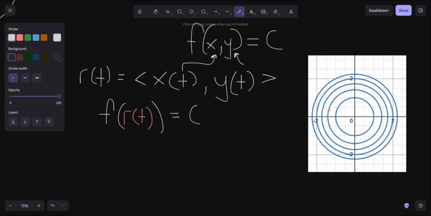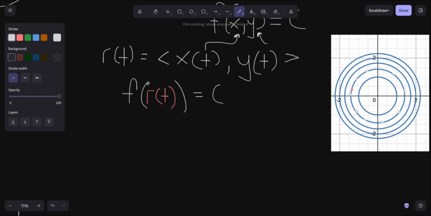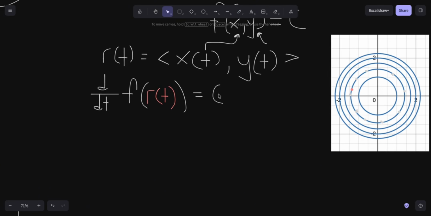These just represent the position of x of t and y of t, the path of a particle along one of these level curves. But when we actually plug the x and y coordinate into our function, we still get that same constant, right? It's still equal to that constant. So I just made this substitution here. What if we differentiate both sides? Let's differentiate both sides with respect to t. Well, this is going to be the derivative of f of r of t with respect to t, and the derivative of this constant here is just going to be 0.